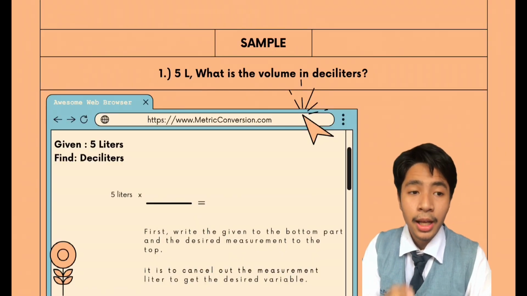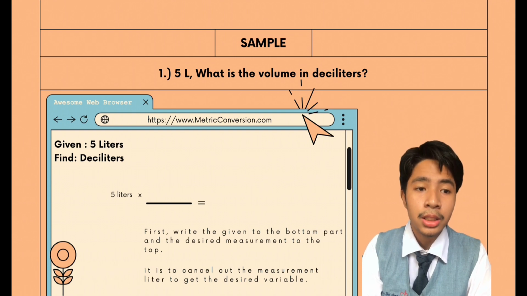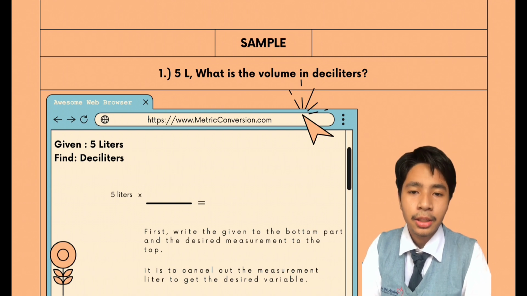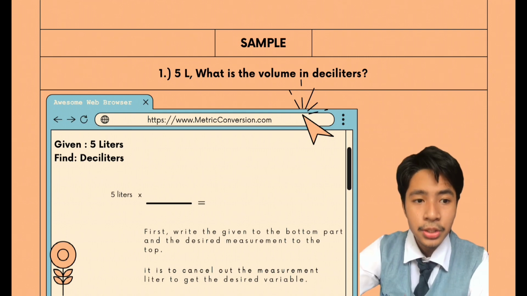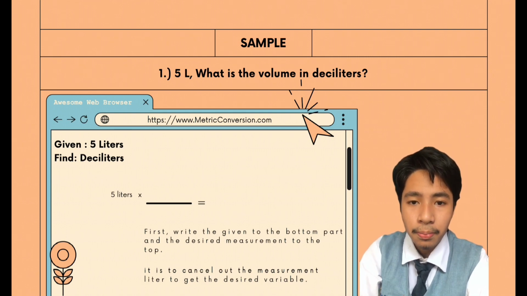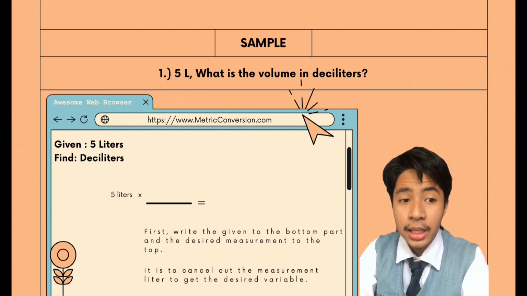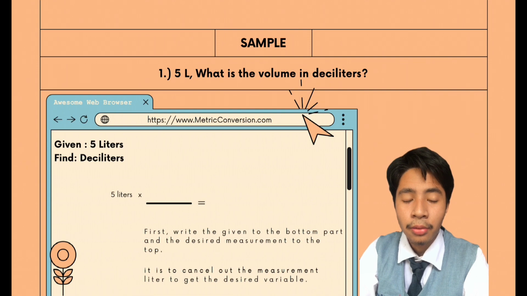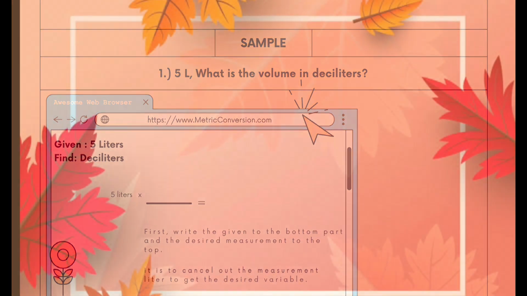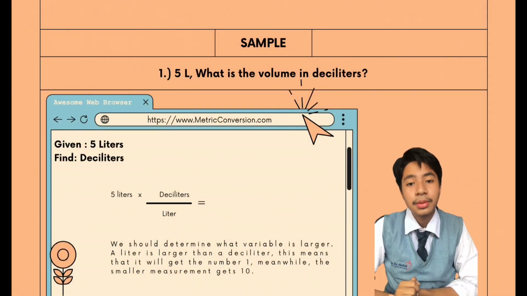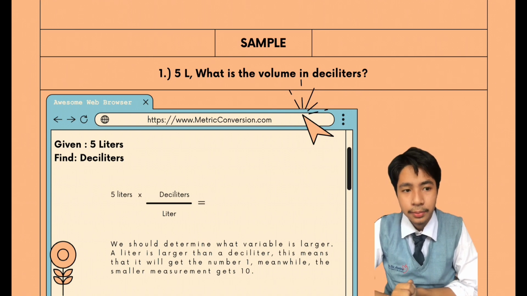The example that I have is 5 liters, and what is the volume in deciliters? So we have the given of 5 liters, and we will be looking for the deciliters. First, write the given at the bottom part and the desired amount at the top. This is to cancel out the measurement of the liter to get the desired value. So the setup would be 5 liters times deciliter over liter.